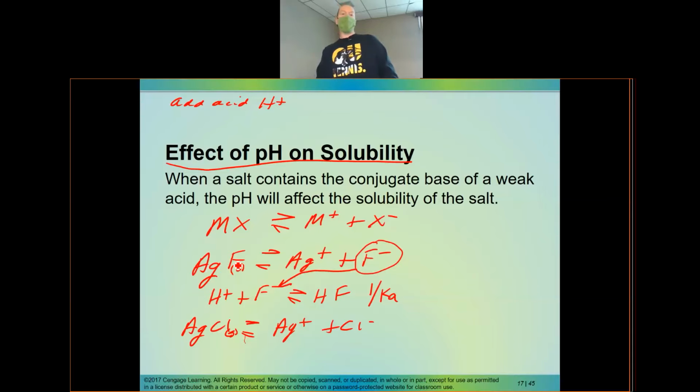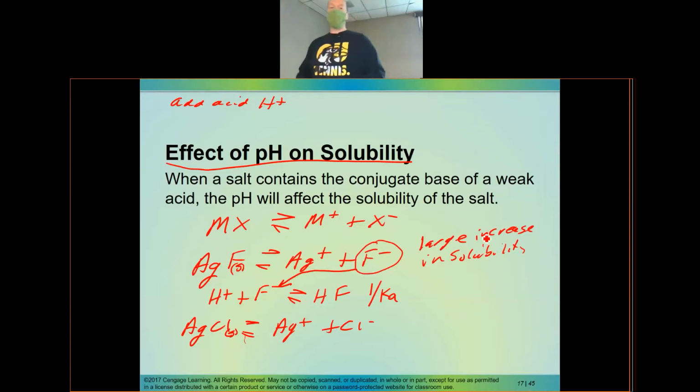So as soon as your AgF forms any F minus, it immediately reacts with the H plus to form HF. And so the AgF then forms more of the F minus, and it keeps reacting. And so the effect is a large increase in solubility. So this would have a large increase in solubility because we are removing a product. So we made the product, and then the product is being removed by reacting it with the H plus to form your weak acid HF.